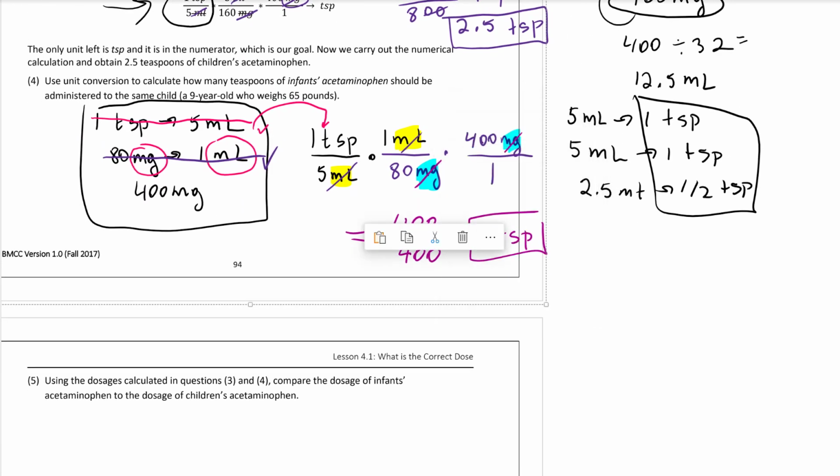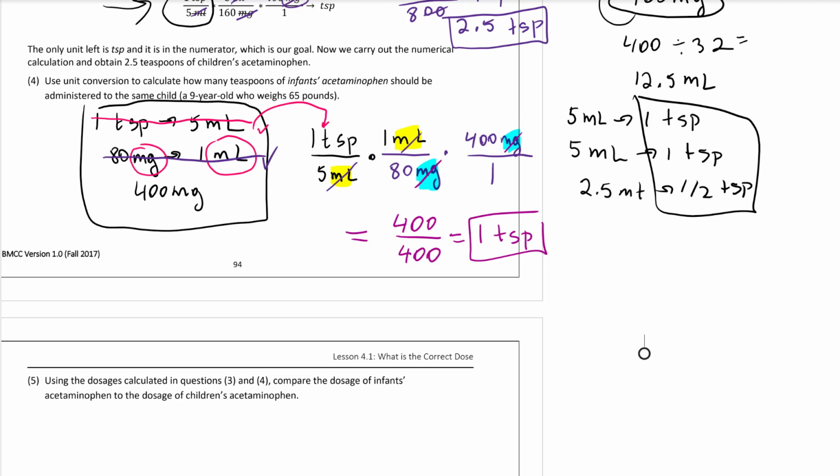So now, question is, we're giving less of the drug in terms of the amount of the infant formula versus the child's formula. It gives you the same amount of acetaminophen, which is 400 milligrams, but for the children's dosage you got to give 2.5 teaspoons, while for the infant dosage you're only giving 1 teaspoon.